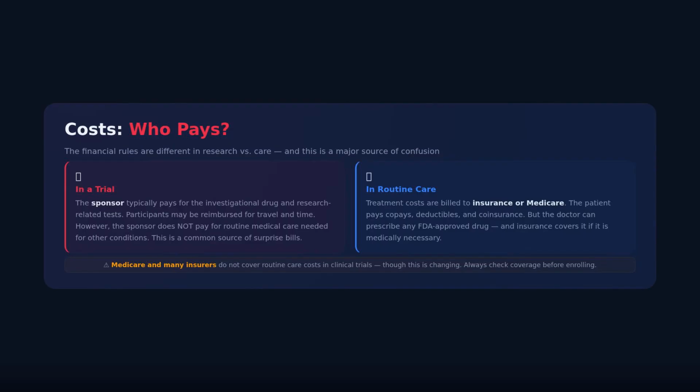Costs differ. In a trial, the sponsor pays for the investigational drug and research tests. In routine care, treatment is billed to insurance. But the sponsor does not pay for routine medical care for other conditions. Medicare and many insurers do not cover routine care costs in trials, though this is changing.